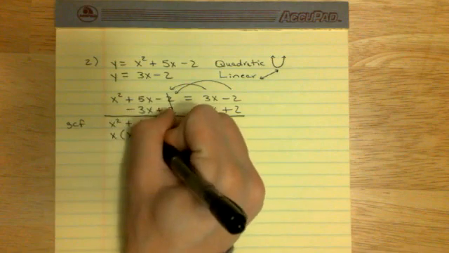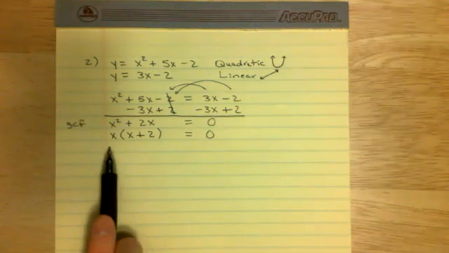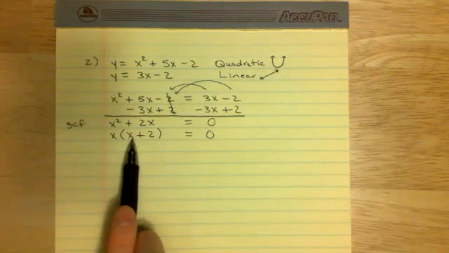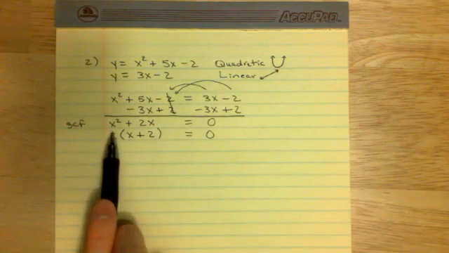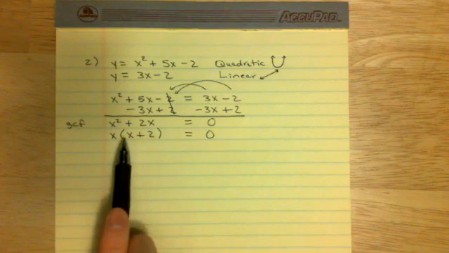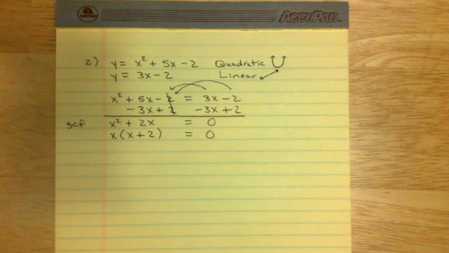X plus 2. And the reason for that is I need to multiply something by x to get back to x squared, right? That's going to be this x right here. So x times x gives me x squared. But I also need to get back to the 2x, right? So I do 2 times x to get me back to 2x. And now I have 2 different factors that I can set equal to 0.